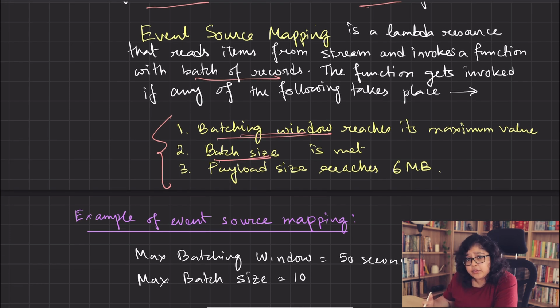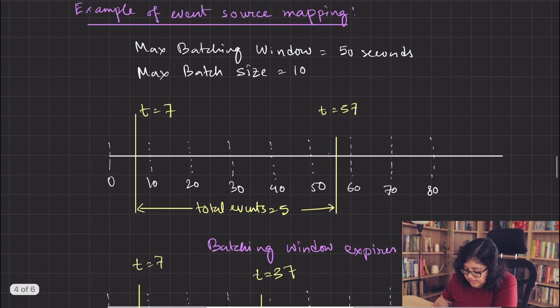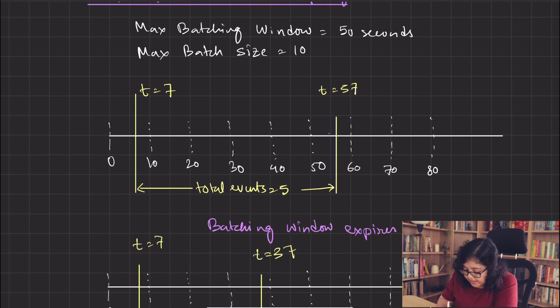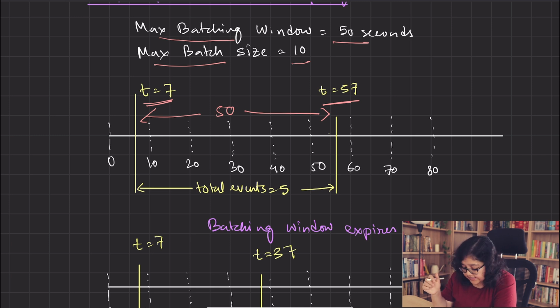Let's understand this with one example. Here in this example, we are configuring the max batching window as 50 seconds and max batch size as 10. Here the window begins at t equals 7. At t equals 57, the window is reaching the max batching window, which is 50 seconds, and we are invoking the Lambda as we are satisfying the first condition. Though the total events that we got is 5, which is less than the max batch size, still we are invoking the Lambda.